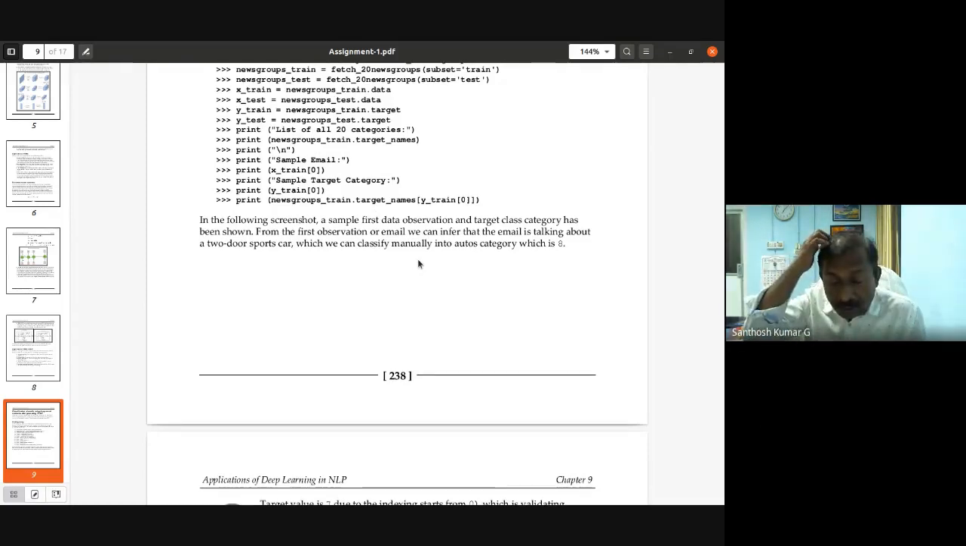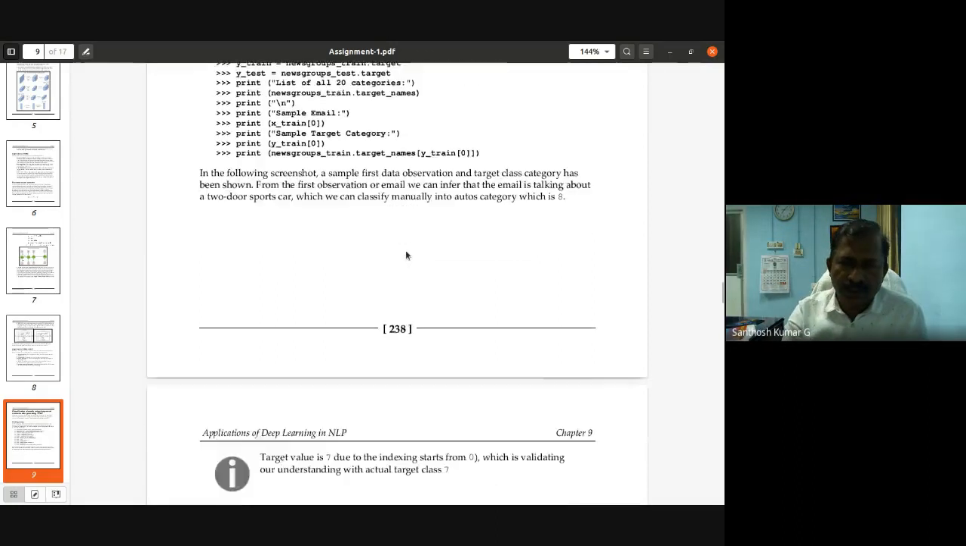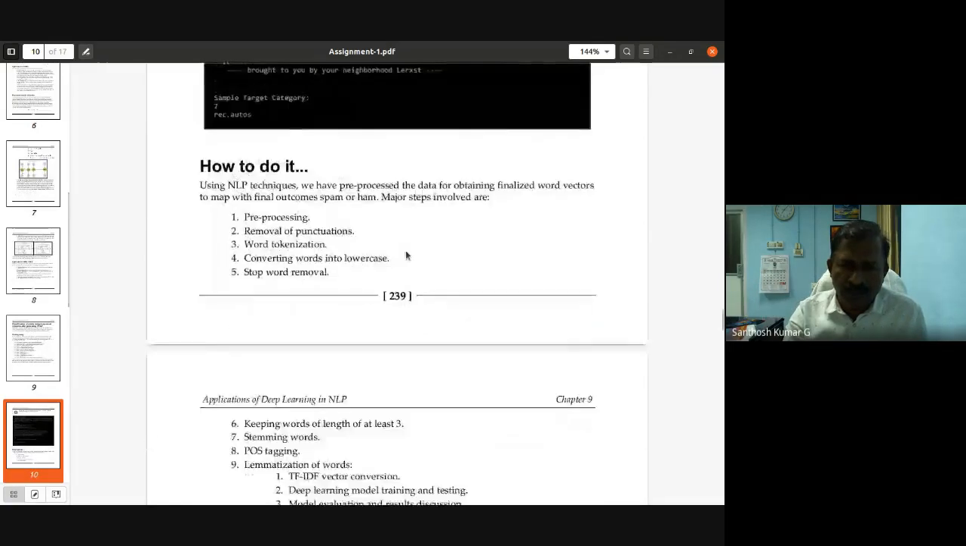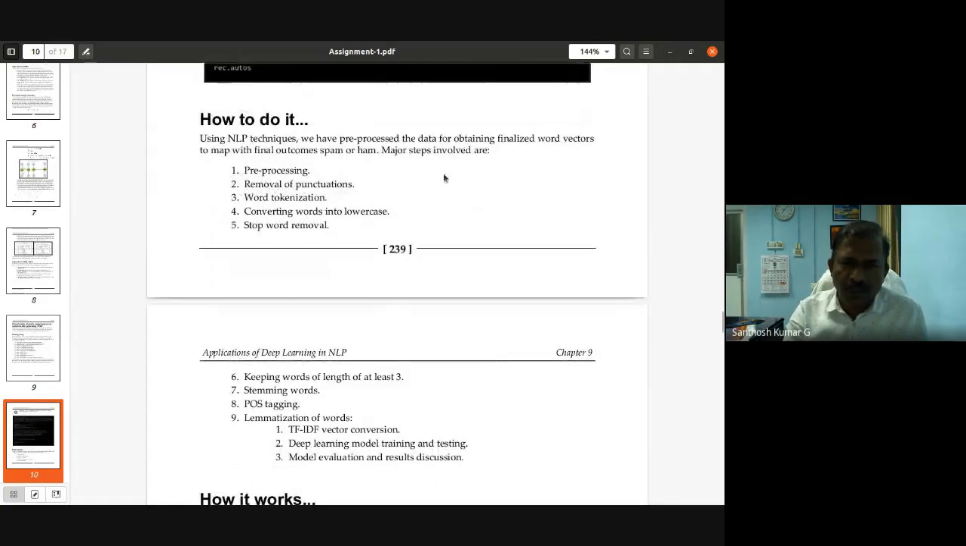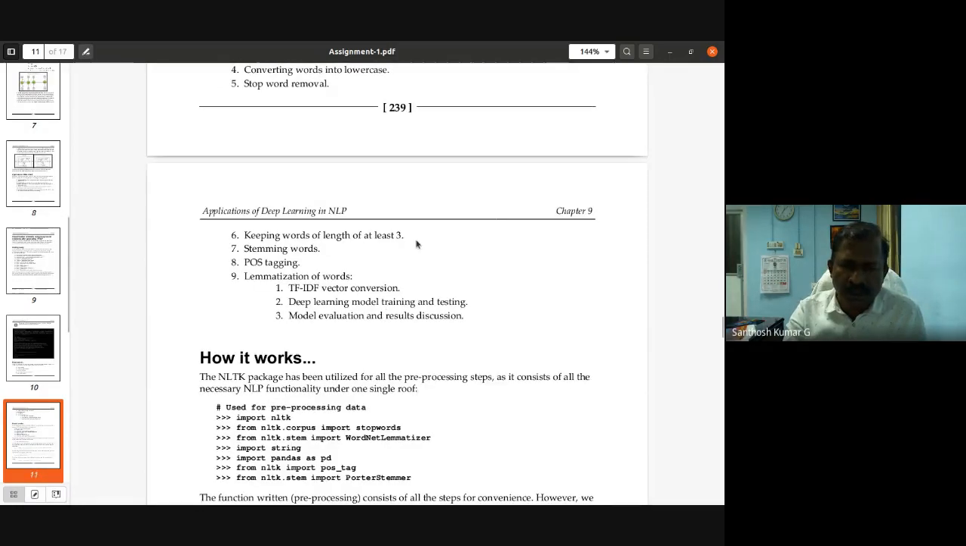So please remember, you always have to remember the pipeline that we defined in the first class itself. So how an NLP pipeline must be defined for the task, and using that pipeline you have to do this. So pre-processing: removal of punctuation, tokenization, converting words into lowercase. All this you can do with just the NLTK library. Stop word removal, everything is available, libraries are available. Then keeping the words of length at least 3, right?